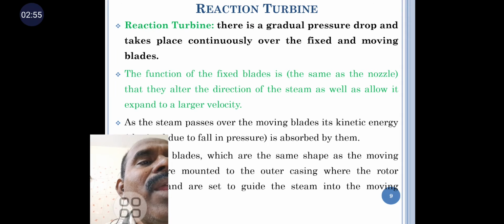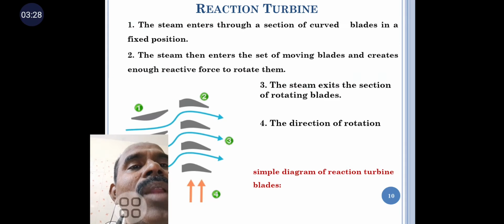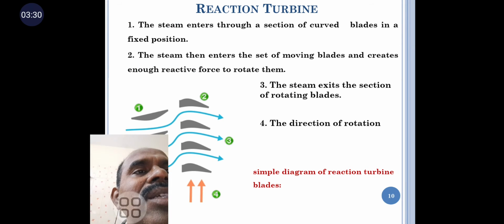The function of the fixed blade is to act as a nozzle, altering the direction of steam as well as allowing it to expand to a larger velocity. As steam passes over the moving blade, its kinetic energy is absorbed due to the fall in pressure. The moving blade has the same shape as the fixed blade, which is mounted on the outer casing to guide the steam into the moving blade. That is the reaction turbine.